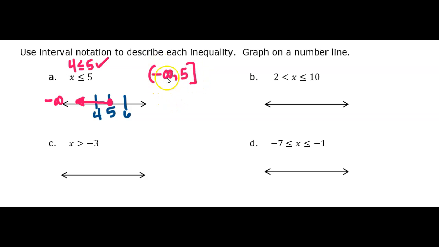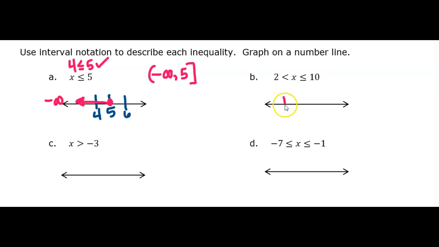So you will never use a bracket with either of the infinity symbols. And you want to write your interval notation from left to right. So you would never have a negative infinity on the right side. So example B, 2 is less than x, and x is less than or equal to 10.